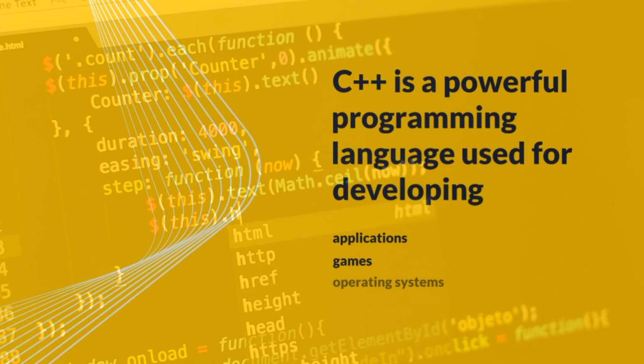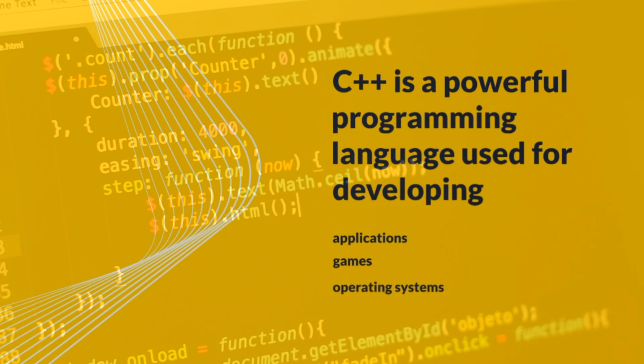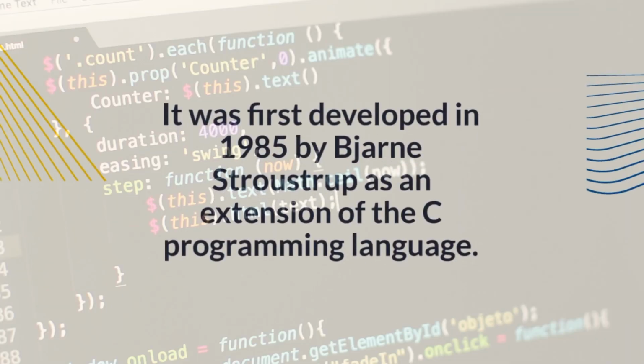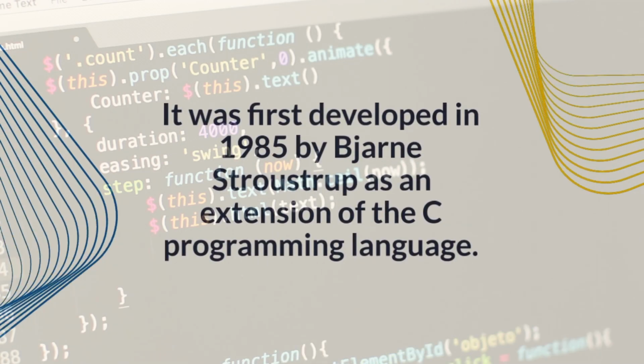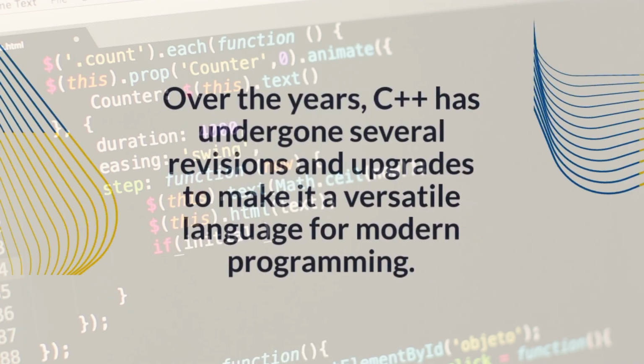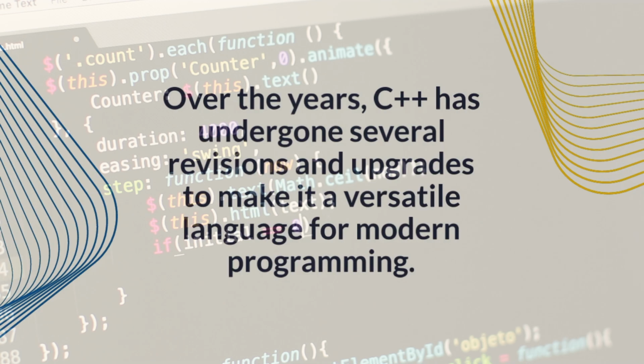C++ is a powerful programming language used for developing applications, games, and operating systems. It was first developed in 1985 by Bjørn Stroustrup as an extension of the C programming language. Over the years, C++ has undergone several revisions and upgrades to make it a versatile language for modern programming.